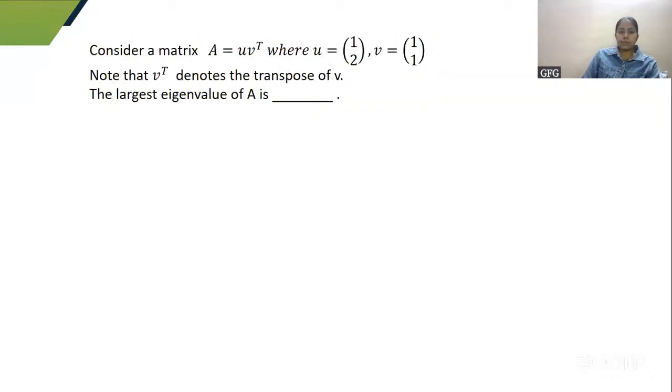Now let's try to solve this one. Lakshmi, A would not be a 1 cross 1 matrix. Just check it once. You would get a 2 cross 2 matrix, UV transpose.